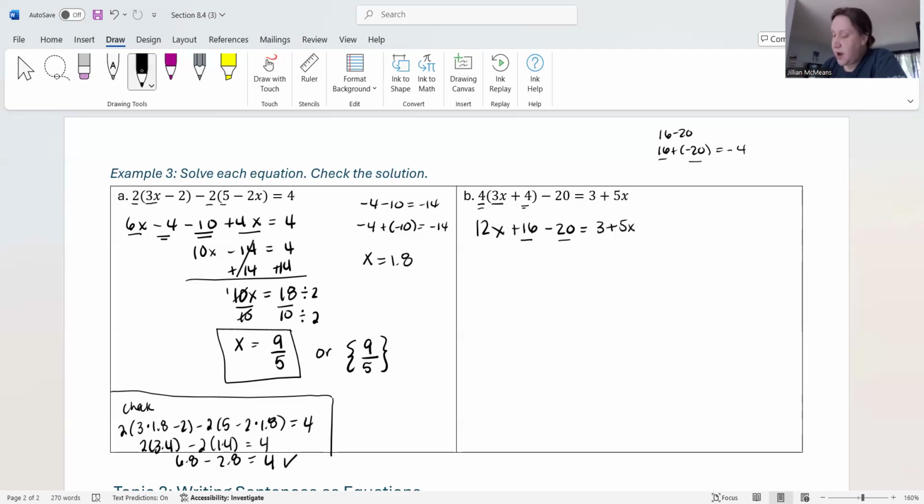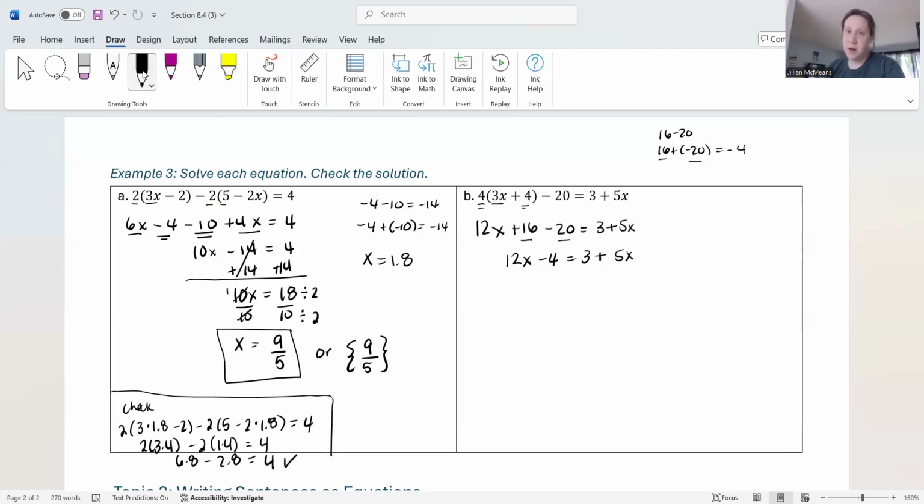Okay? So either way we slice it, we're going to get 12x minus 4 equals 3 plus 5x. So we're at a good spot here. We have simplified. We have at most 2 terms. In fact, we have exactly 2 terms on the left. We have exactly 2 terms on the right. Each side has 1 variable term and 1 constant term. Now we can start taking steps to get our variables on one side, our constants on the other.